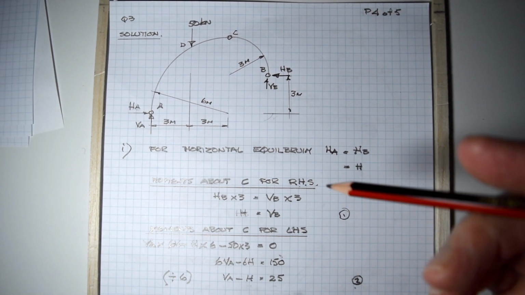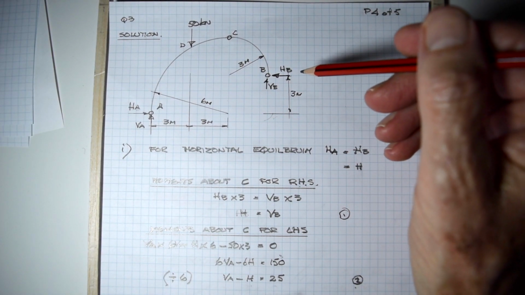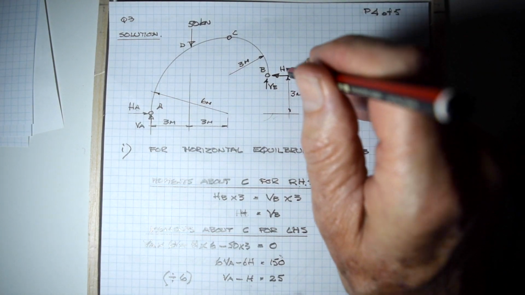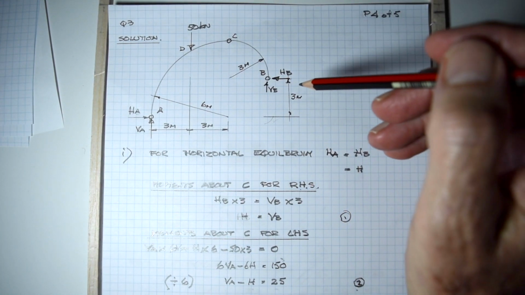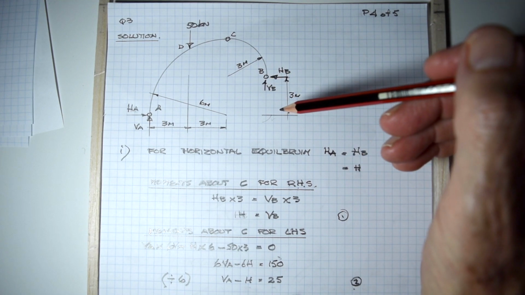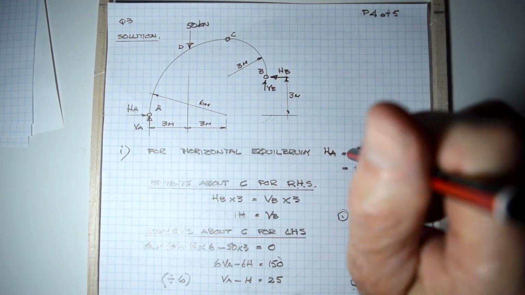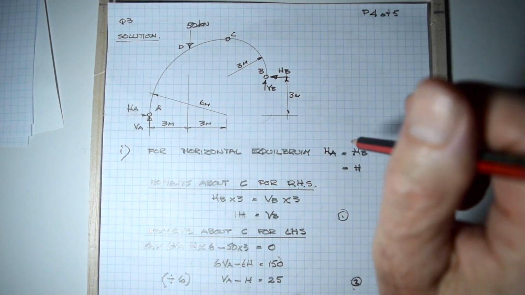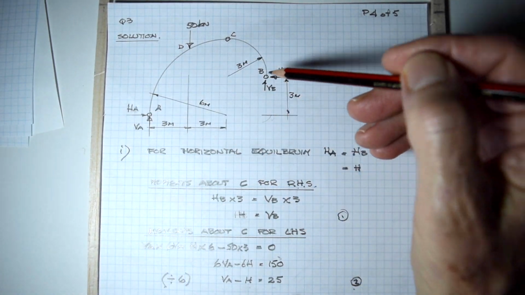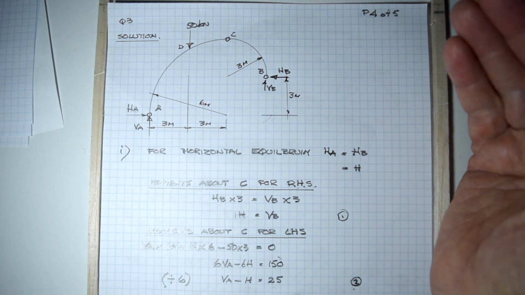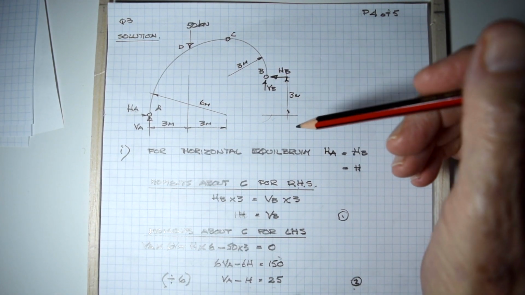And here it is, I've drawn it out again. It always pays to do that. I stuck this dimension in too. Again, similar to the one in the lecture notes, for horizontal equilibrium, HA equals HB, and we're going to call it H. You don't have to write HA and HB because they're the same, H.